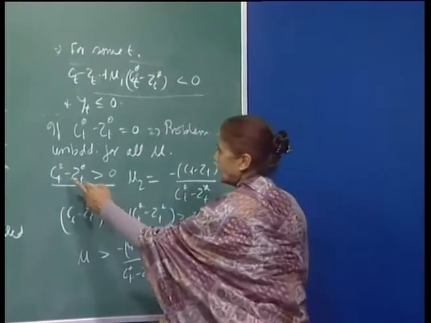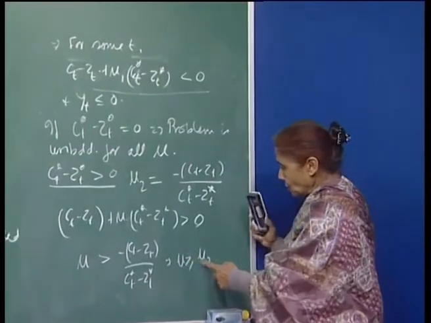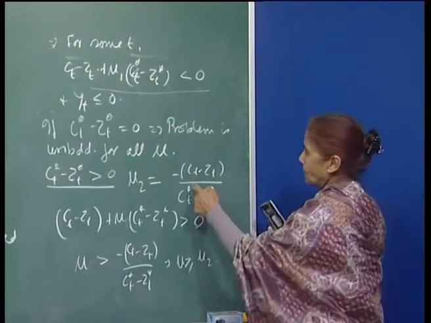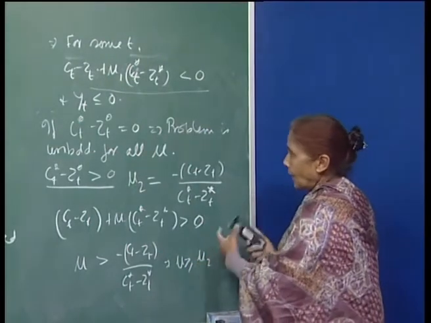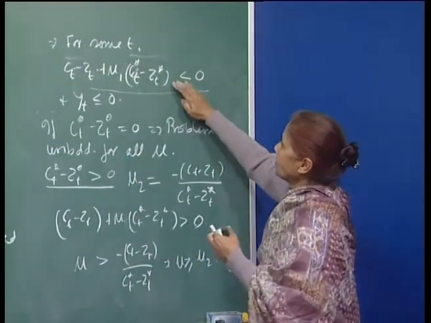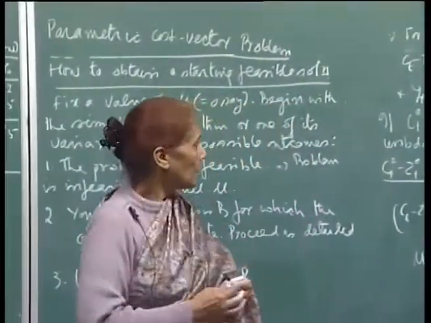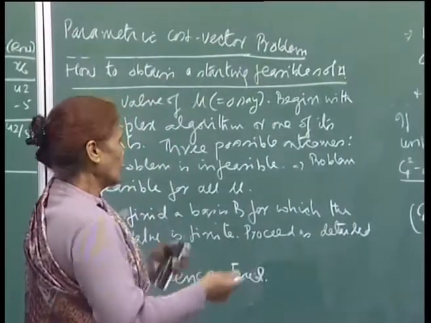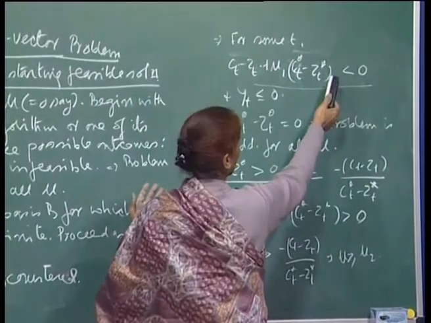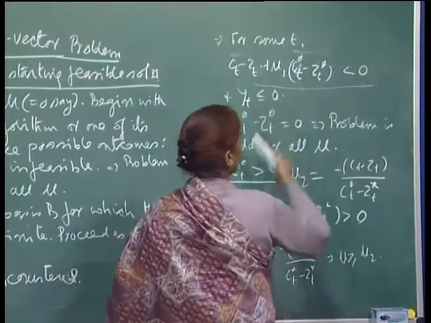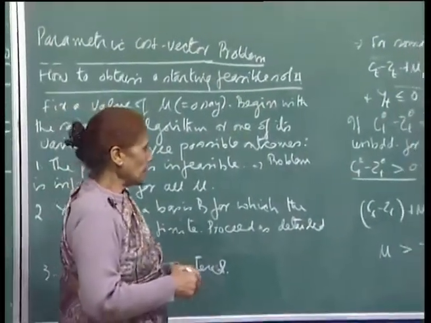So in case Ct star minus Zt star is positive, then I can start with values of mu bigger than mu2. Mu2 is this number. So I will start with a value of mu bigger than mu2, and in that case this particular relative price will become positive. Therefore, this will no longer be a problem case, because this has become positive, and so yt less than or equal to 0 is no problem, and I will continue with the simplex algorithm.